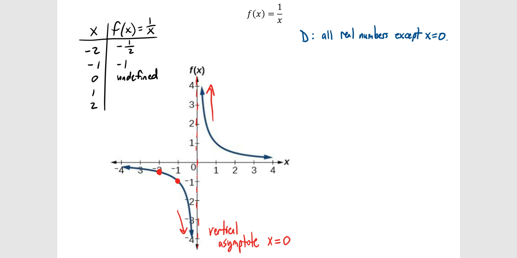Okay, and then if we plug in a 1 into f of x, f of 1 equals 1 over 1, which is 1, which is right here on the graph. Plug in f of 2, we get 1/2, and that would be right here. Those are just a couple examples. You can keep on plugging in values, and you would see that it looks like this curve after you connect them. I'll just erase those.